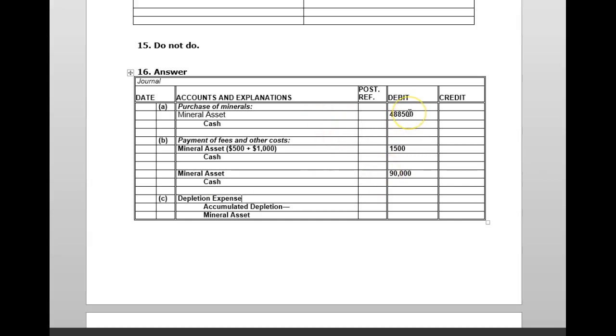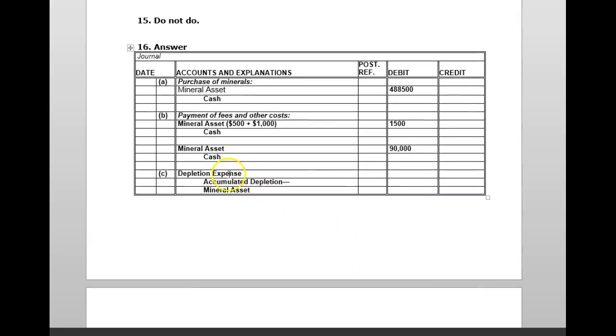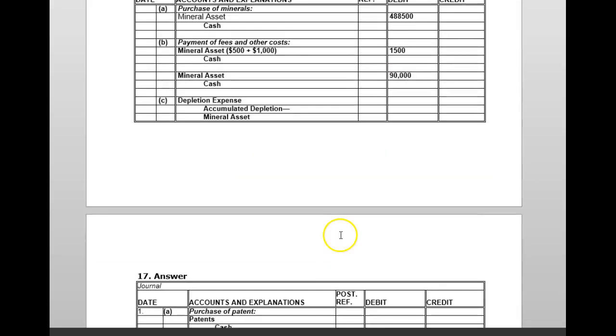So that would involve adding this, this, and this, and dividing it by the 400,000 tons. And that will give you a per ton cost. And then you would multiply that times 20,000 to come up with the depletion expense for the year. So you have to figure all of this before you can get to this. And I'll let you mull around with the latter part of that.